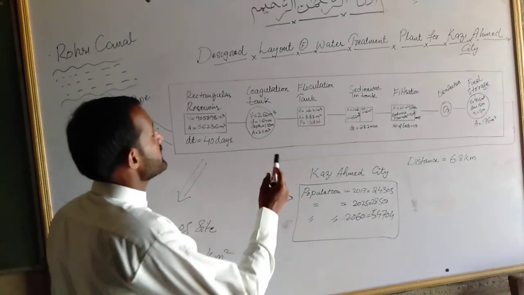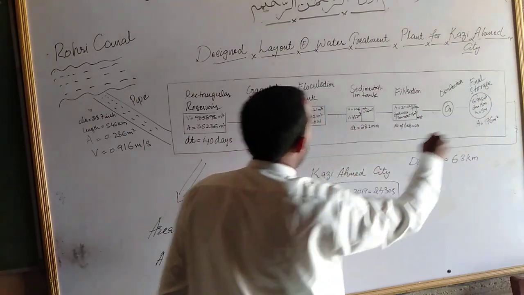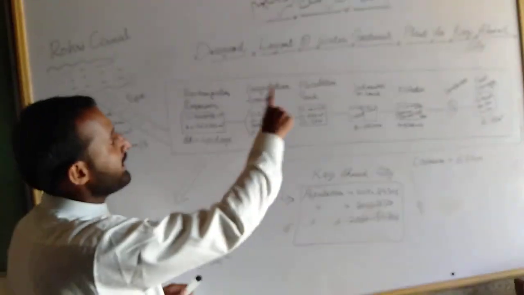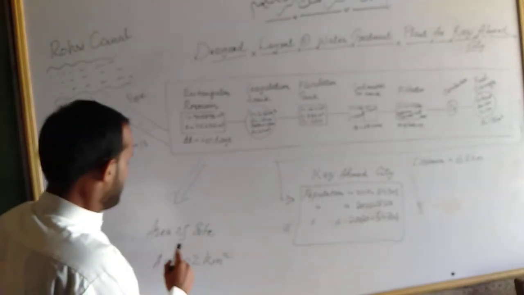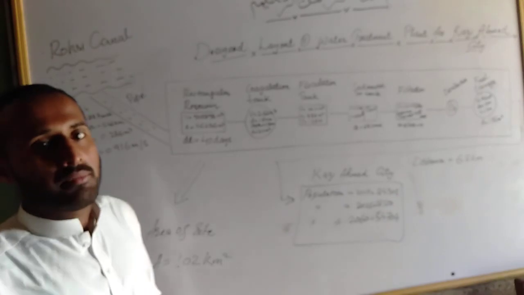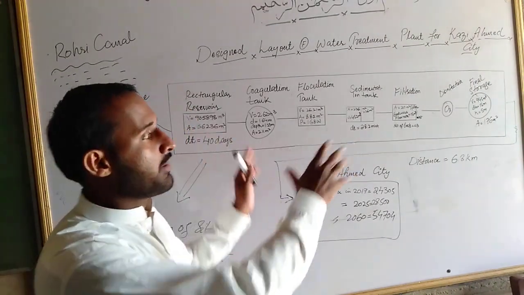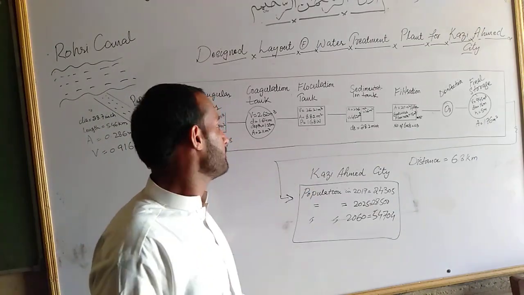So this is the overall plant site, from here up to here, where all the treatment units are installed. The whole area in which this plant is going to be settled is 1.02 kilometers square. Means this much area we have, and in this area we have to install our plant for the treatment of water of Qazi Ahmad.